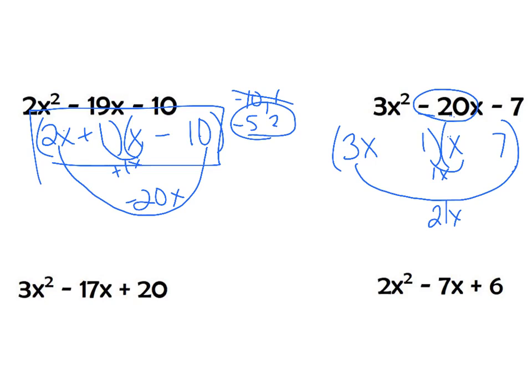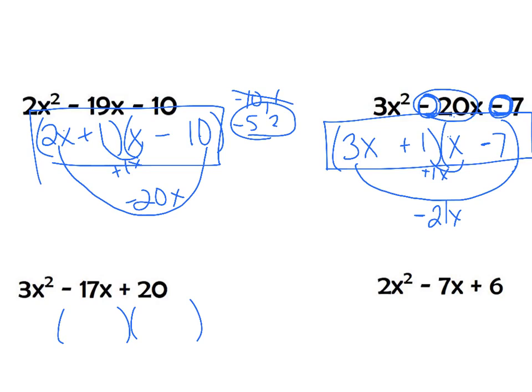A 21x and a 1x, because I know my signs have to be different. So one of them's a plus, one of them's a minus. But I want it to be a negative 20, so I'd want my 21 to be negative and my 1 to be positive. So for my 21 to be negative, I'd have to have a negative on that 7 and a positive on the 1. And then you have your factors right there. I didn't even have to erase on that one. Let's try again.